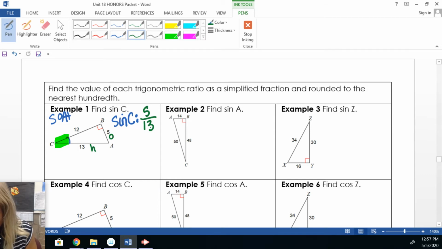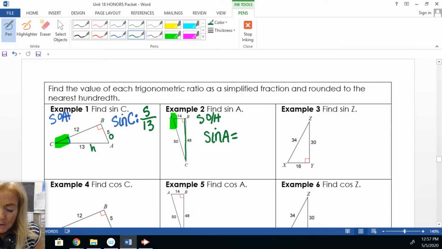Now the sine of A, so again, let's highlight A here. That's the angle we're referencing. And remember, sine is opposite over hypotenuse, so we'll do sine A. We always write sine A equals, and it's going to be opposite, which is 48. Oh, I didn't write O. And hypotenuse is the 50 part.